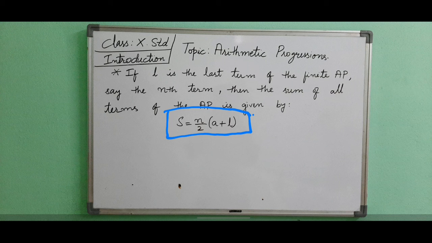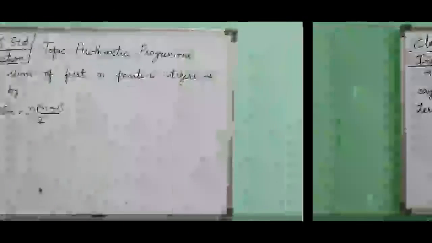This formula is applicable only when you have a finite AP and we need to find the sum up to the last term. Then we can use S equals n by 2 into (a plus L). Here a is again the first term, and L is nothing but the last term. Now we will go to the next one.